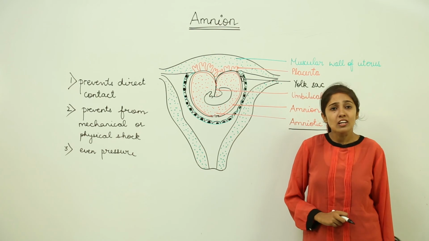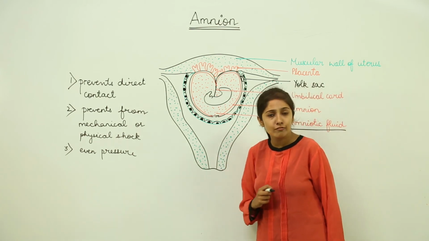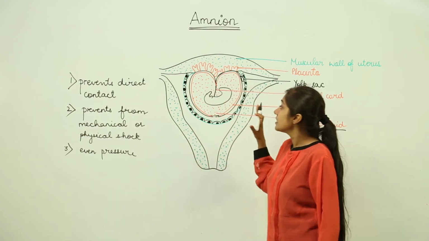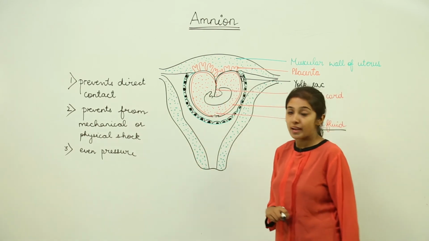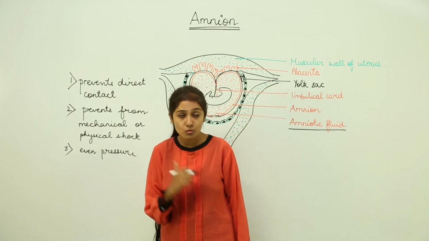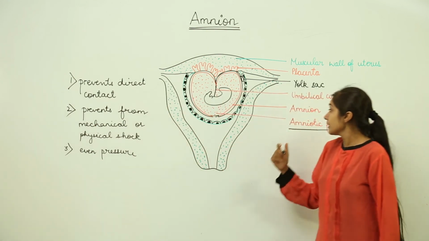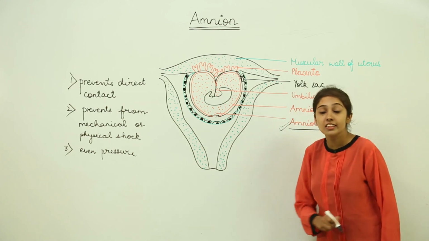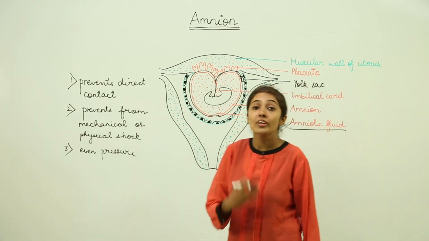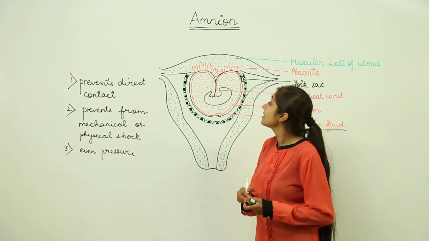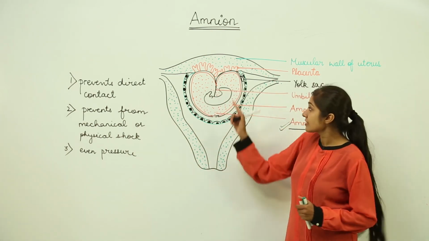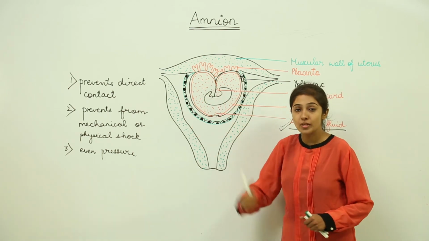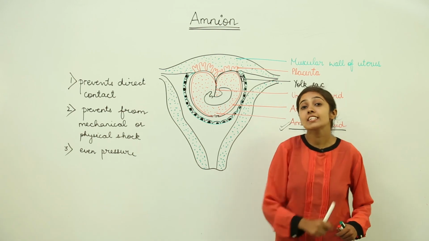Now doctors take out this amniotic fluid sometimes to diagnose certain disorders. So certain disorders can be diagnosed by taking out this amniotic fluid. This is one of the applications of the amniotic fluid, to diagnose certain disorders in the developing embryo, in the growing fetus. So I hope that this amnion is clear to you. It is the sac that surrounds the fetus, and in between we have amniotic fluid, which is of vital importance.